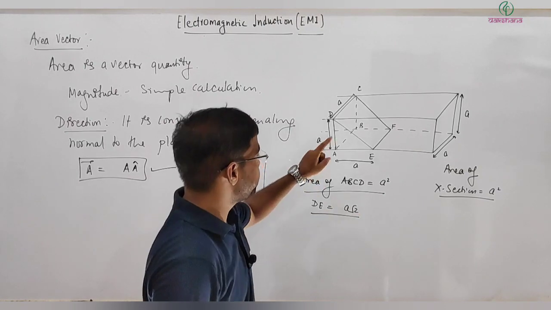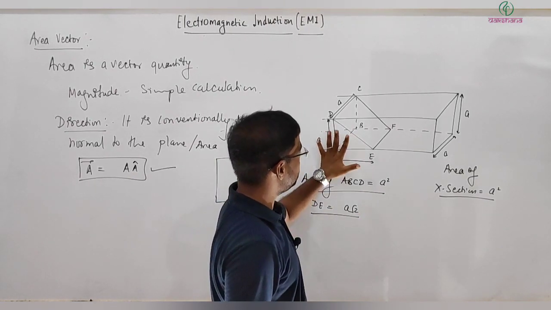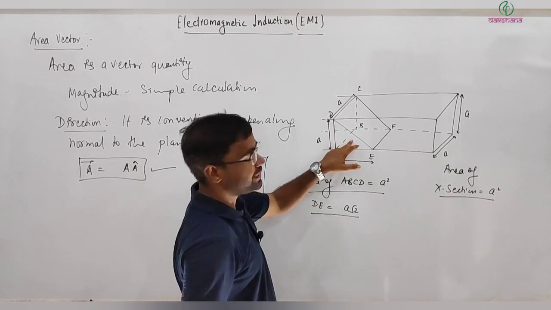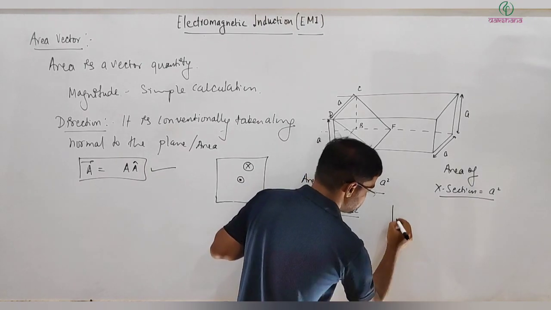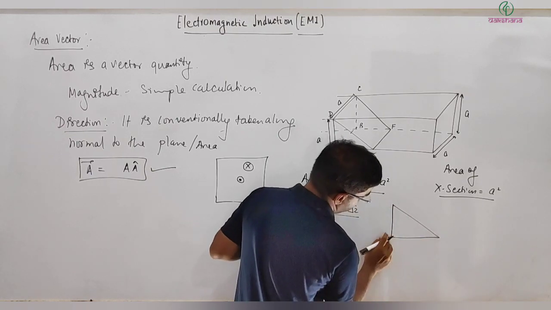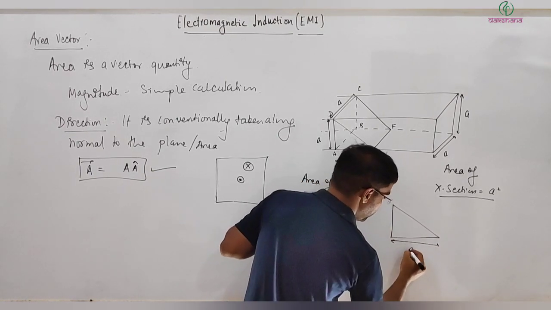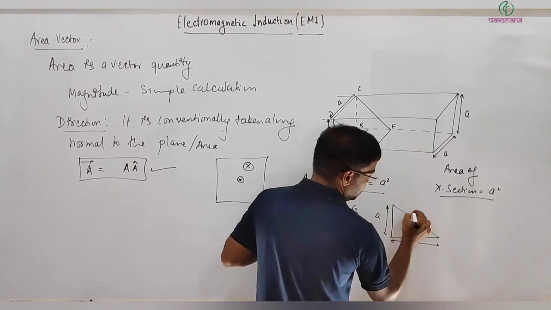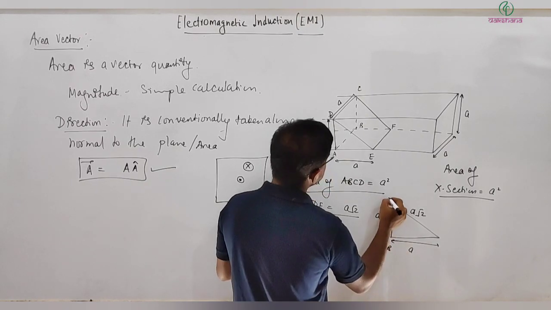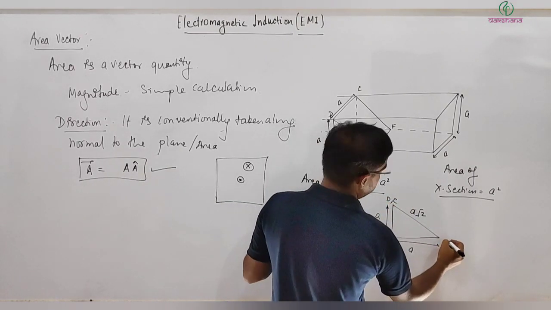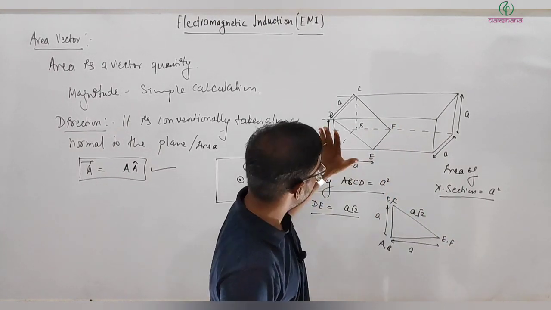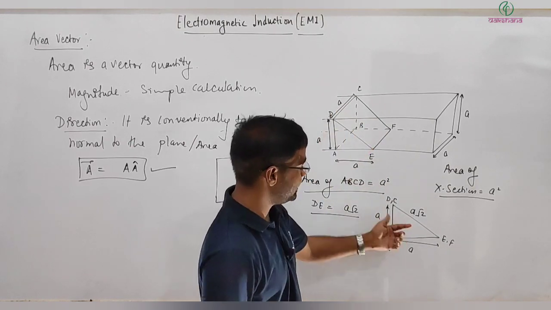Now the direction of this area vector, if I am looking at triangle AED from this side, this wedge shape geometry will appear like this. I am taking this as a, this also a, and this is a root 2. Here it will be A, B, this is D, C, and this will be E, F. Here E is in front and F is backward. If you look at this wedge geometry from this side, it will appear like this.